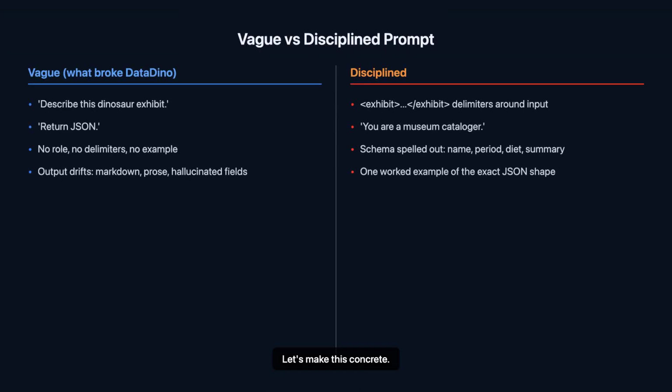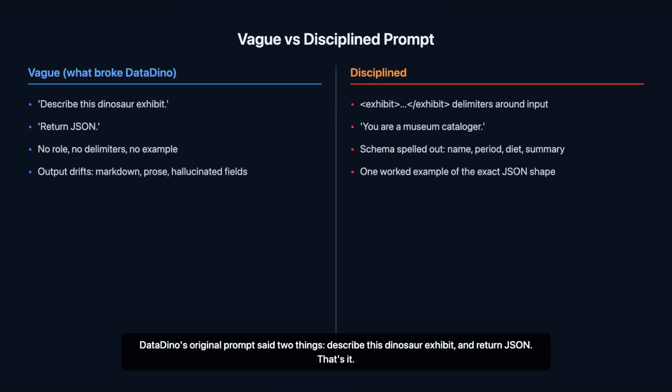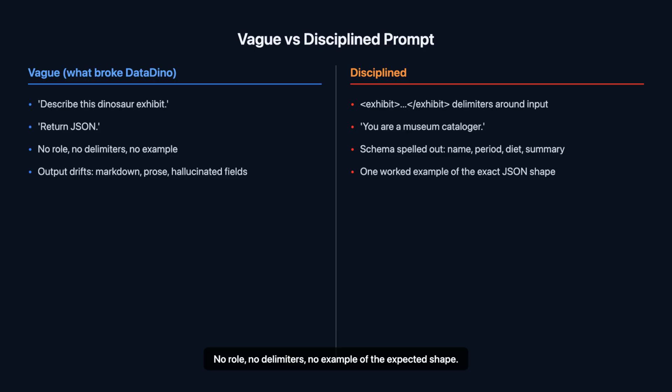Let's make this concrete. DataDino's original prompt said 2 things. Describe this dinosaur exhibit, and return JSON. That's it. No role, no delimiters, no example of the expected shape. So when the model felt creative, it added markdown fences. When it felt verbose, it wrote prose. When it felt clever, it invented fields.